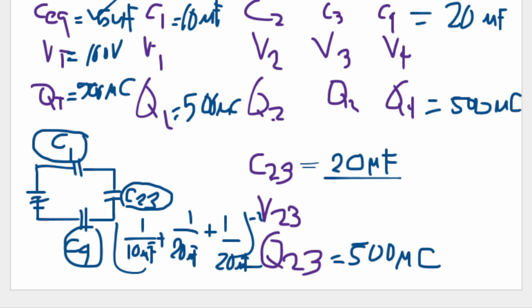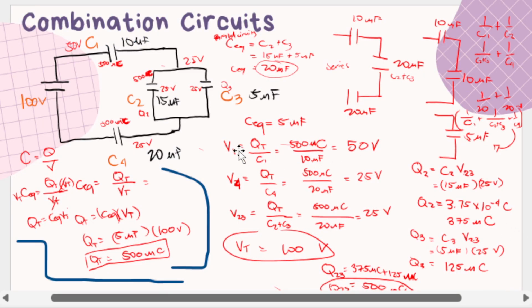So for V1, we can use this as our solution. Okay, so V1 is equal to QT or Q1 over C1. I put QT here, but it can also be Q1, Q4, or Q23. So that is 500 microcoulomb over C1, which is 10 microfarad.